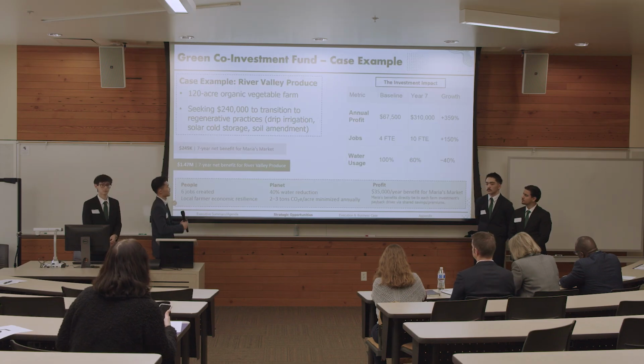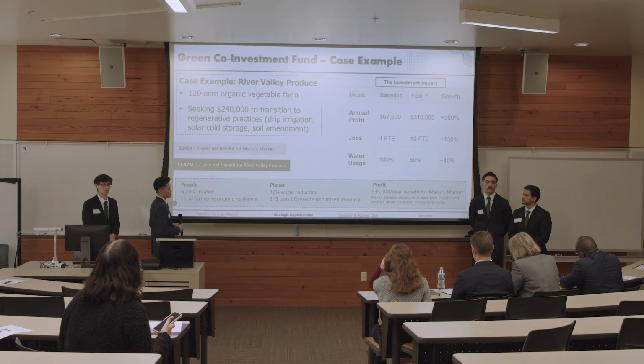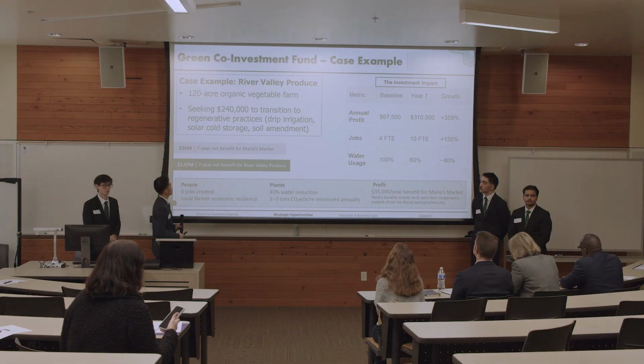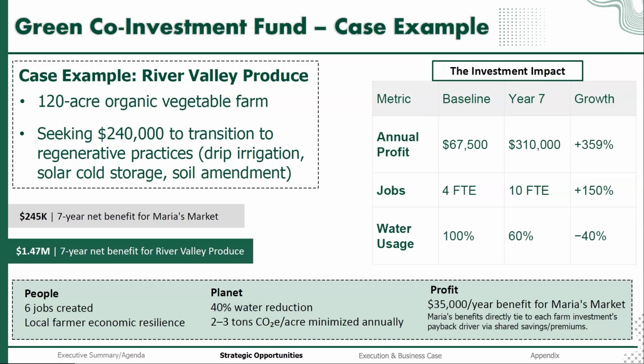Next, we look at a case example to really show how, with a small supplier here, we have River Valley Produce, a 120-acre vegetable farm, seeking a $240,000 investment on operation upgrades, which includes drip irrigation, solar cold storage, and soil amendment. So this investment will be expensed through our Green Co-Investment Fund, which is once again contract-backed.